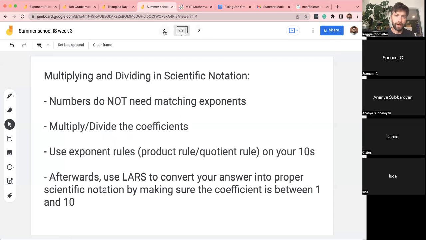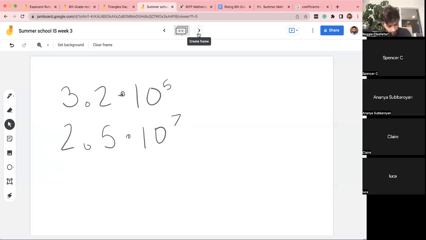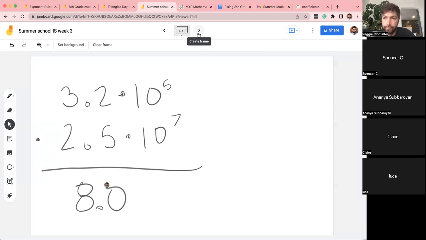So first, I'm going to multiply or divide my coefficients. So these are multiplying. That's what I said the problem is, 3.2 times 10 to the 5th multiplied by 2.5 times 10 to the 7th. So first, I'm going to multiply my coefficients. So 3.2 times 2.5 is 8, and so we'll call it 8.0. So that's 8.0. I multiplied my coefficients. That was 3.2 times 2.5 equals 8.